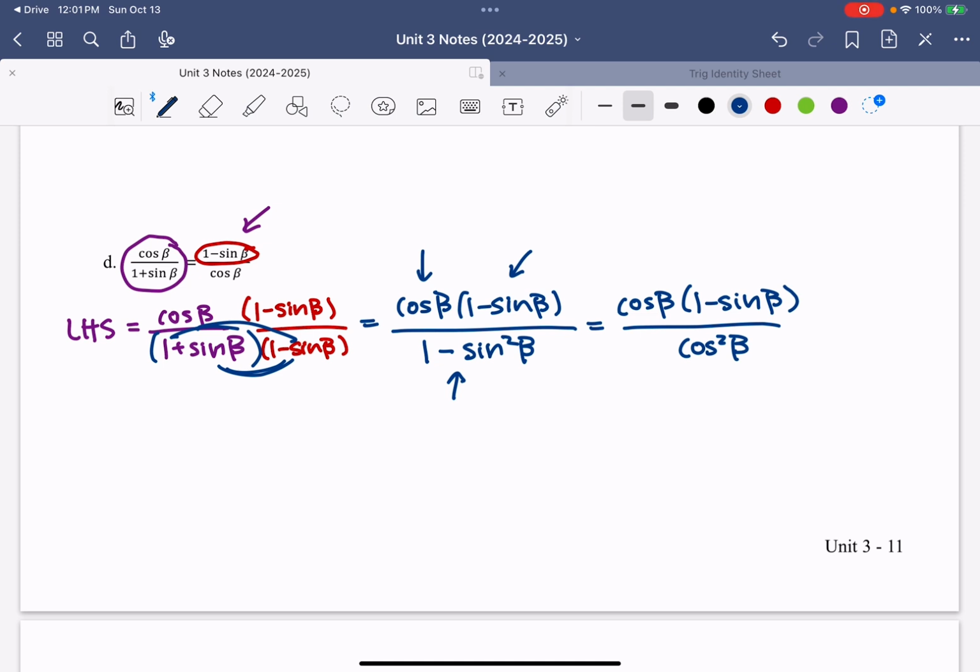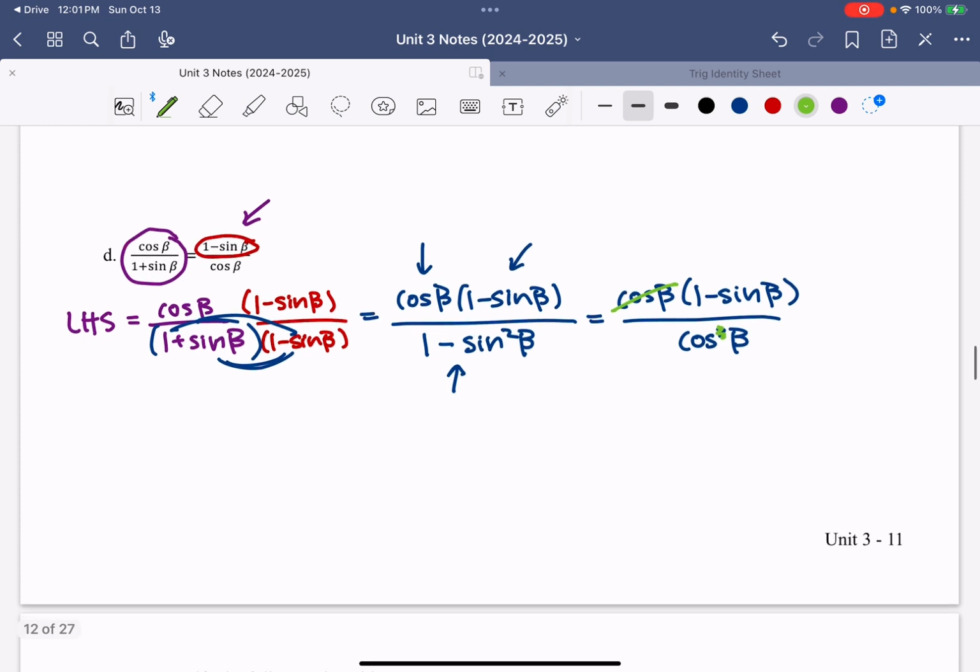Okay, and so now I see I've introduced that cosine beta into the denominator, and that's also going to allow me to eliminate one of those from the numerator. So what I'm going to be left with is my 1 minus sine beta in the numerator, and then I have a single cosine beta in the denominator, which does match our right-hand side.